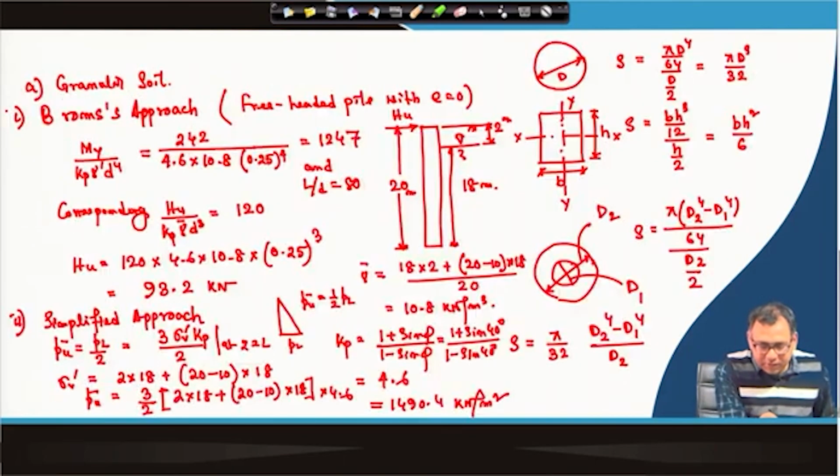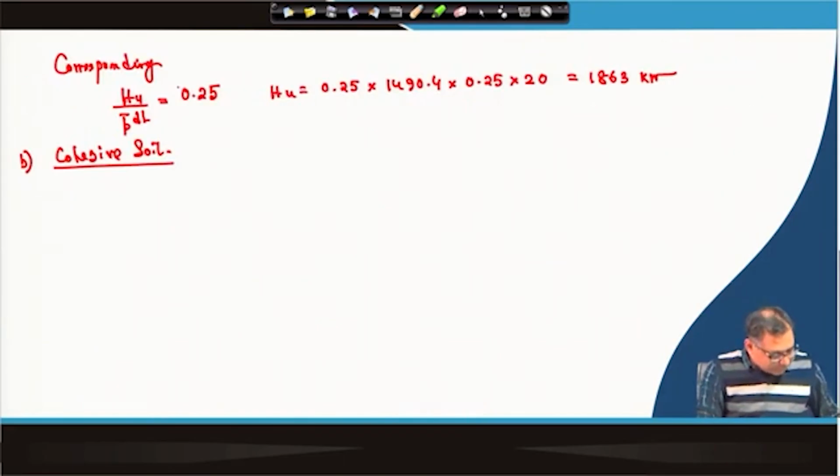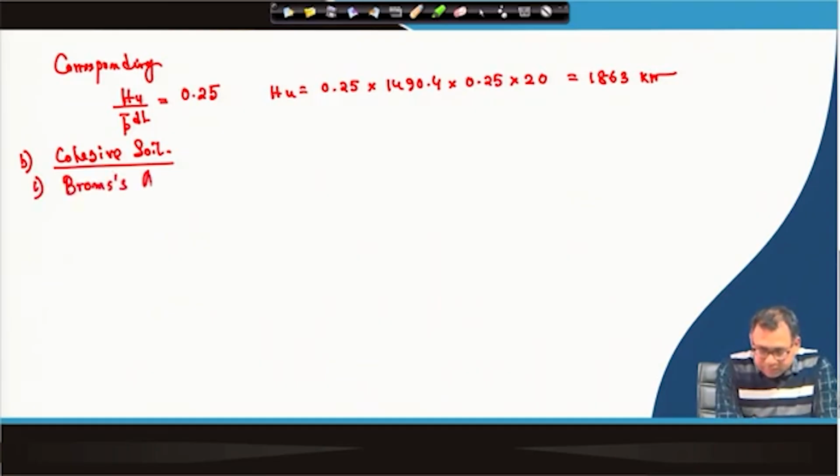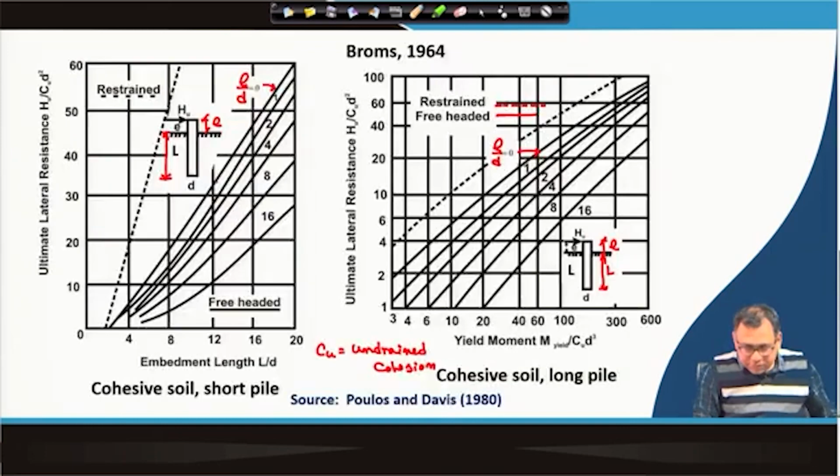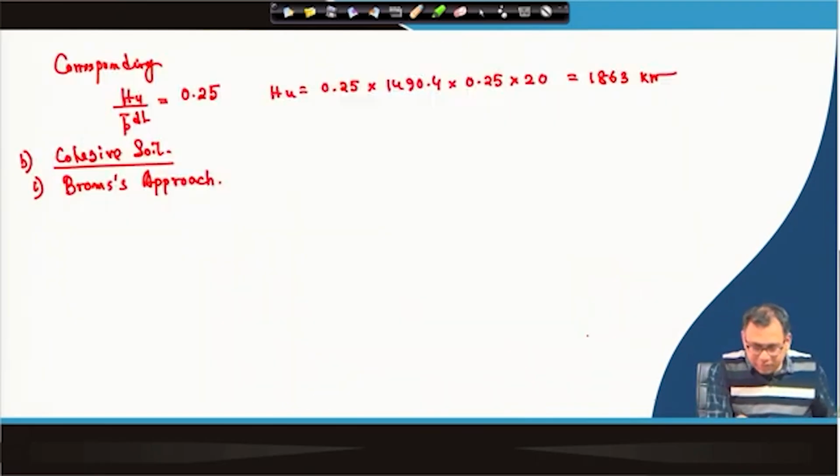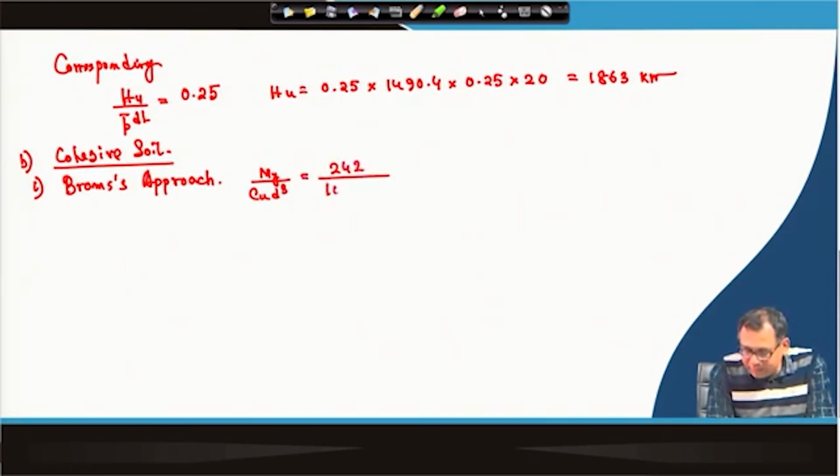Okay. So, now we will go for the second case, that is, the cohesive soil. The previous one was for the granular soil and this is cohesive soil. By Brom's approach, this is the equation, and it is a long pile. So, we have to calculate My by Cu d cube. Here, My is 242, Cu value is 100 kPa, and d cube is 0.25 cube.